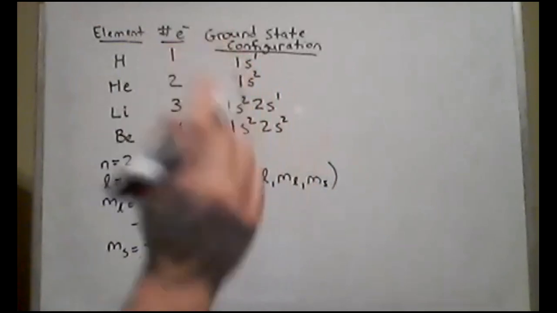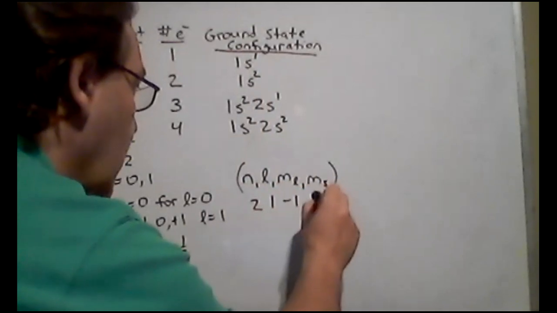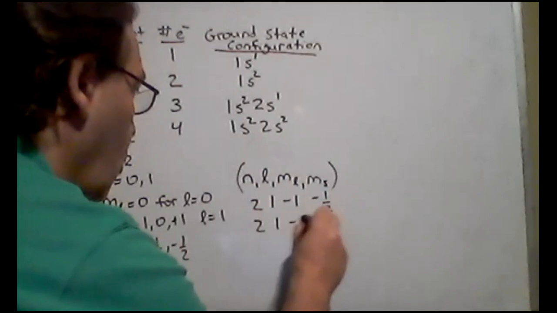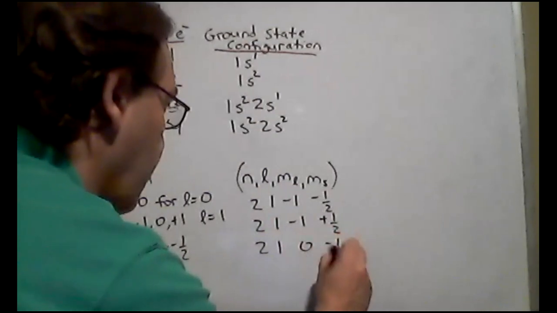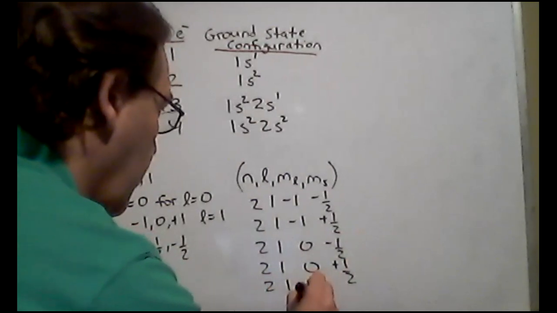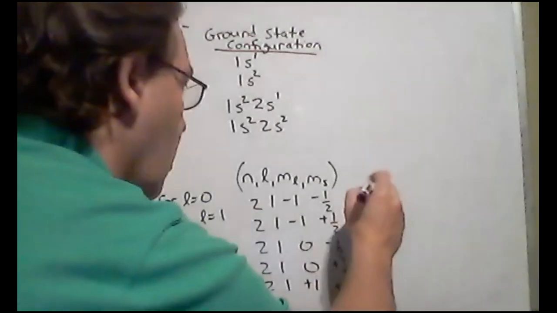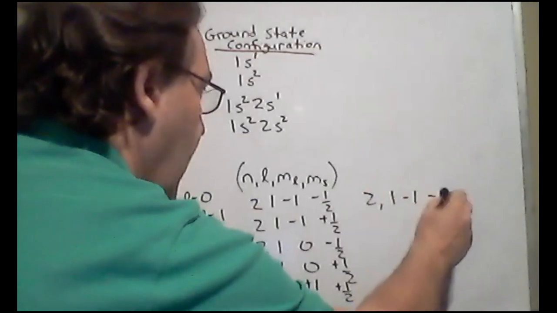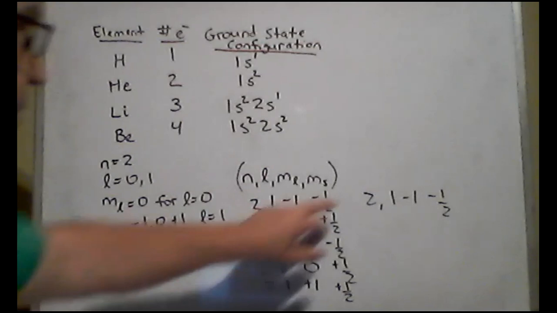Okay, so I'm done with L equals 0. So I'm stuck with 1. Well, I can go 2, 1, negative 1, negative a half; 2, 1, negative 1, positive a half. Again, 2 spins. 2, 1, 0, negative a half; 2, 1, 0, positive a half; 2, 1, plus 1, positive a half; and 2, 1, plus 1, negative a half. So these are 2p electrons, N equals 2, L equals 1. How many of those do I have? 1, 2, 3, 4, 5, 6.